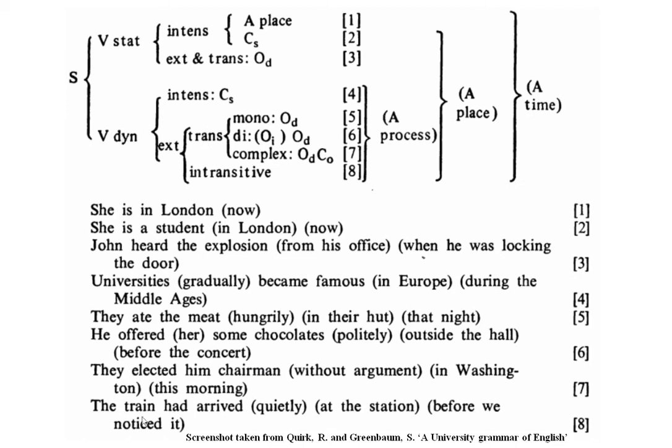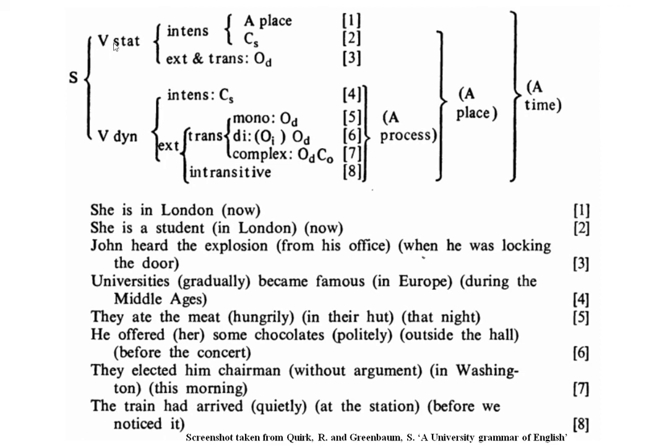And finally, we do have sentence 8, "The train had a ride." In this sentence, we don't have any complement, and the predicate is only an action verb. So if we have an action verb that's not followed by any object, it is an intransitive, extensive, dynamic verb.